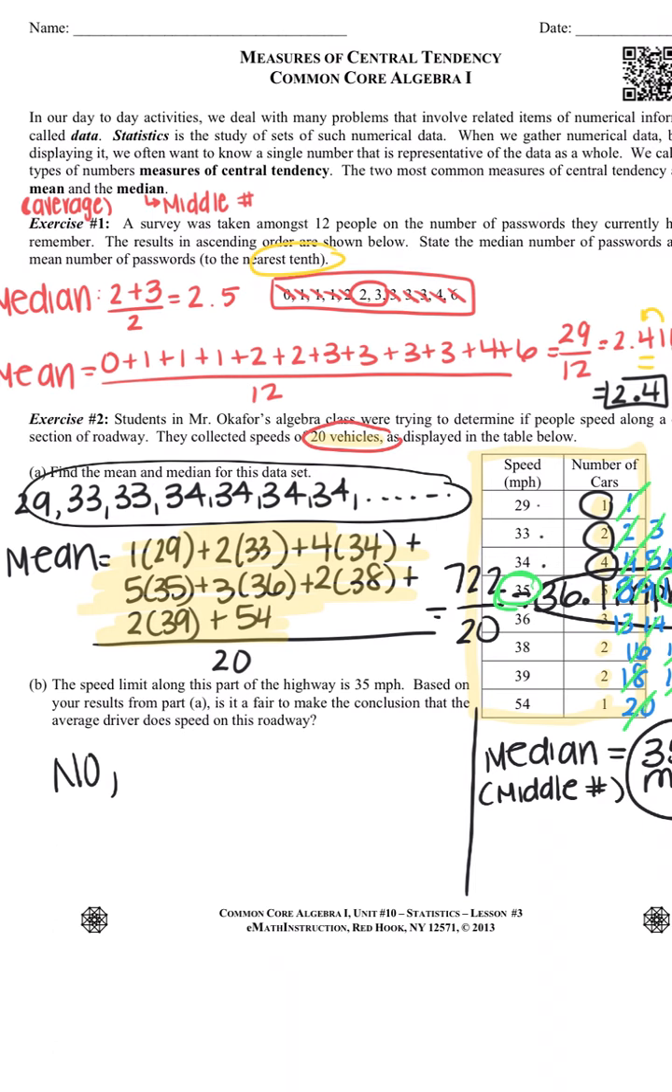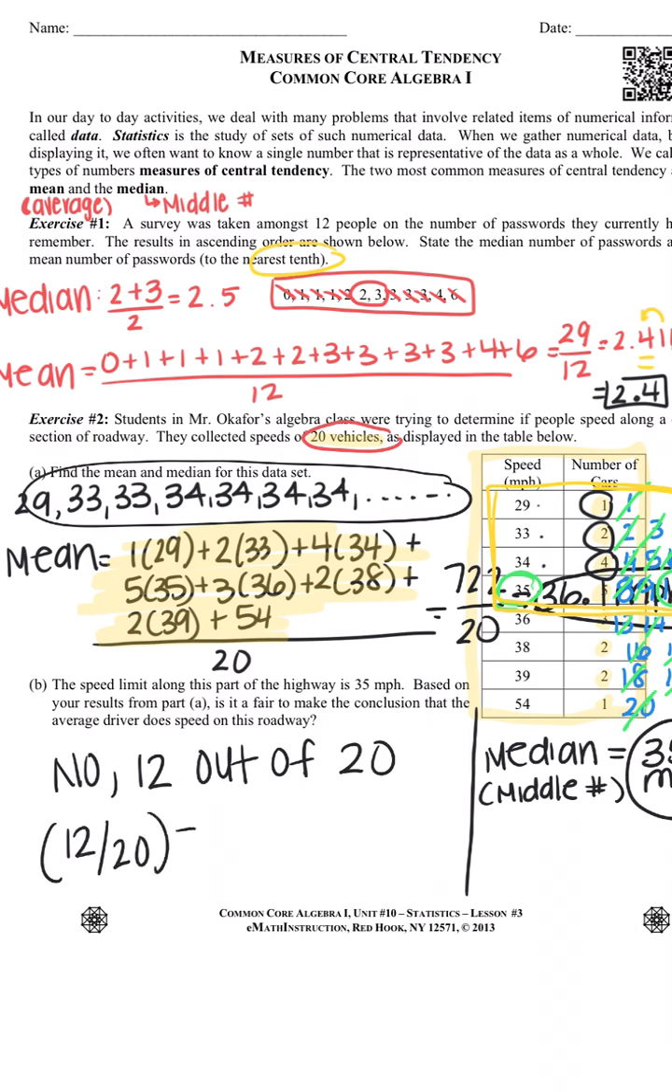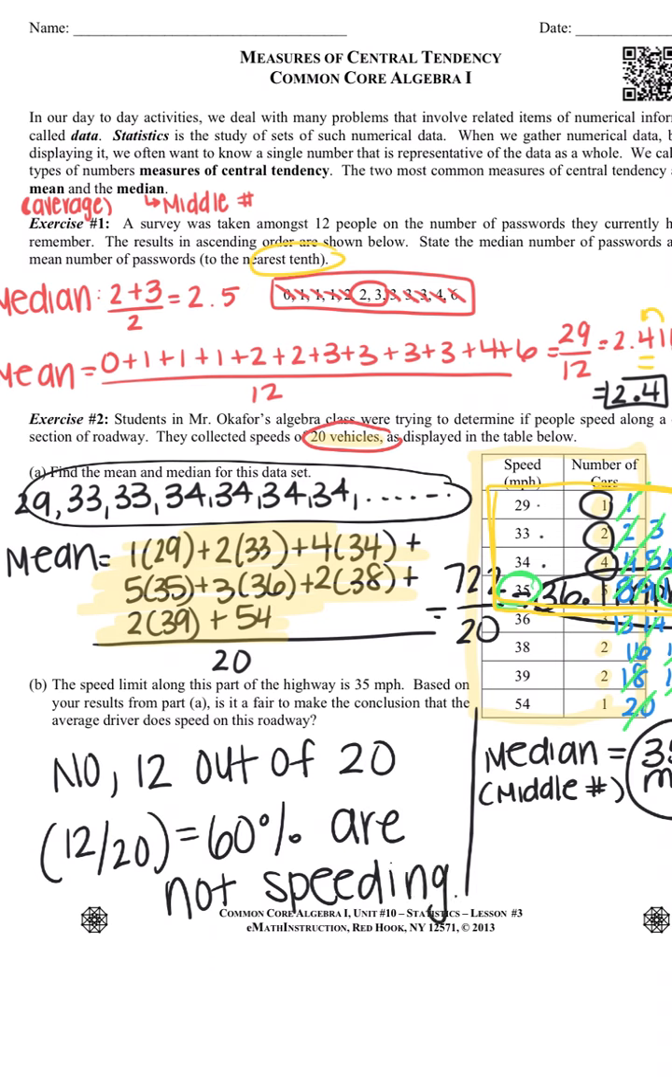And you can see that if we look at the data up here, how many people were going 35 or lower? Well, that's 12 people out of 20. So if 12 people out of 20 are not speeding, and if we do 12 divided by 20, that's 60%. So more than half were not speeding. So 60% are not speeding. So I would make the assumption that it's fair to conclude that the average driver does not speed because 60%, or 12 out of 20, are not speeding on that highway.